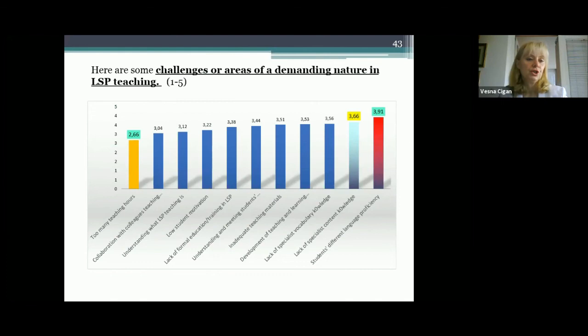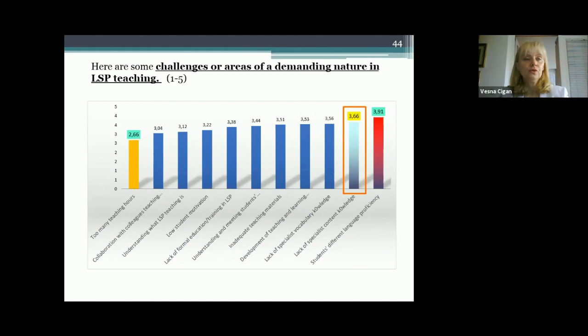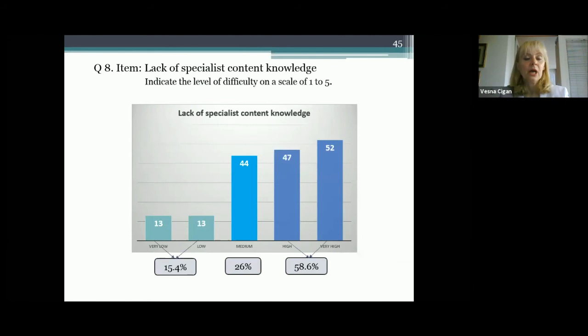Another matter worth noting is that the item, the lack of specialist content knowledge, was ranked second. So, 52 respondents perceived the lack of specialist content knowledge as an area of very high difficulty. Slightly fewer respondents, 47, regarded it as quite demanding as they selected level 4 on the scale.